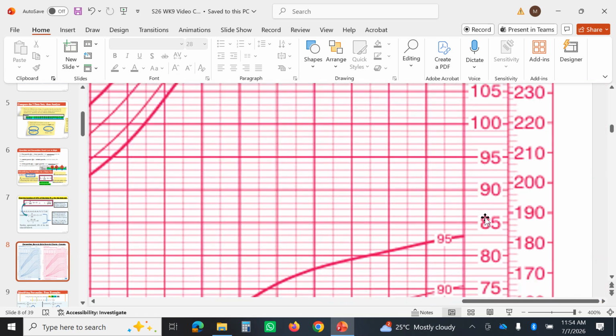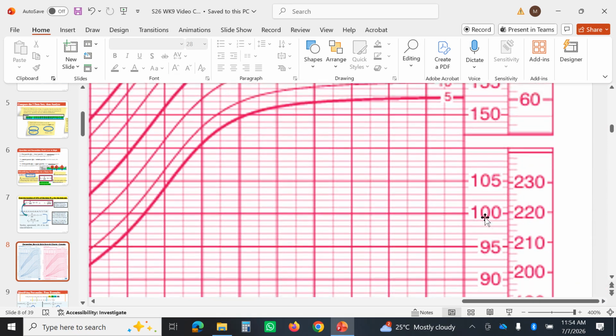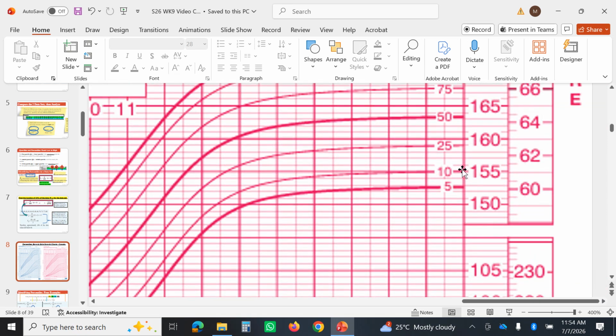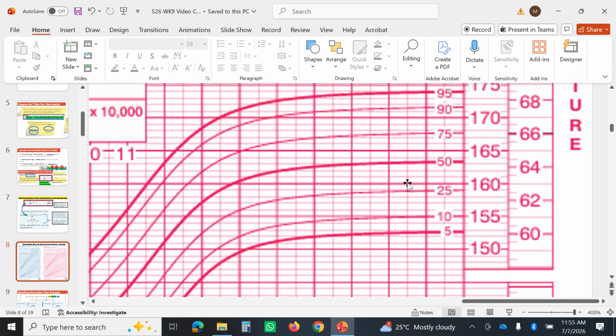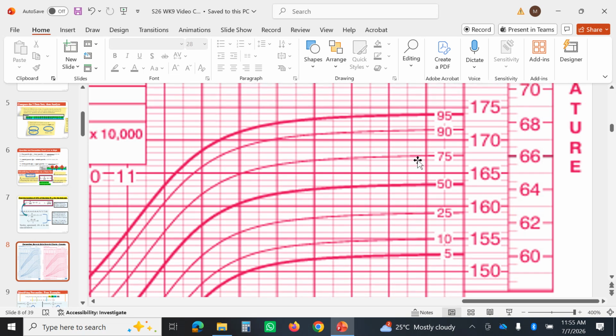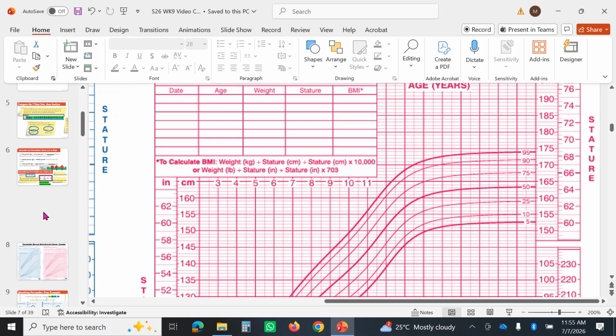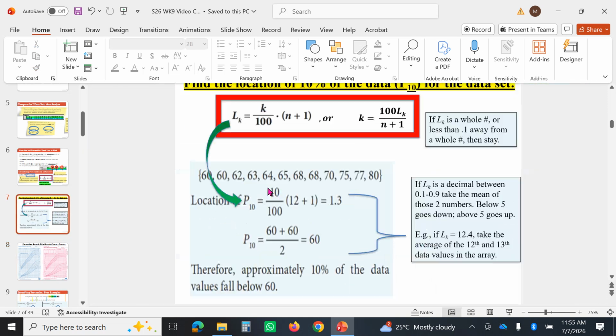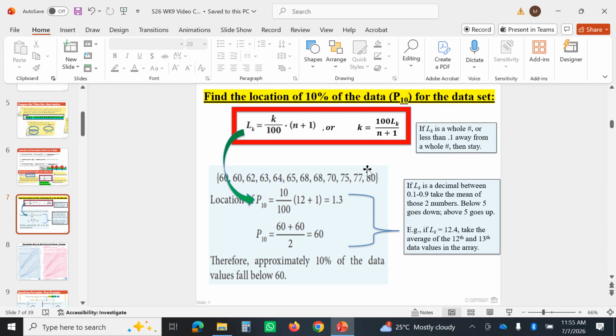And yeah, you'll see there, basically what we're finding there, the question from the PowerPoint is asking us to find the 10th percentile. So 90% of the data is going to be above these points right here. Just getting into this, find the location of 10% of the data, the lowest 10%, P10, using this formula right here.